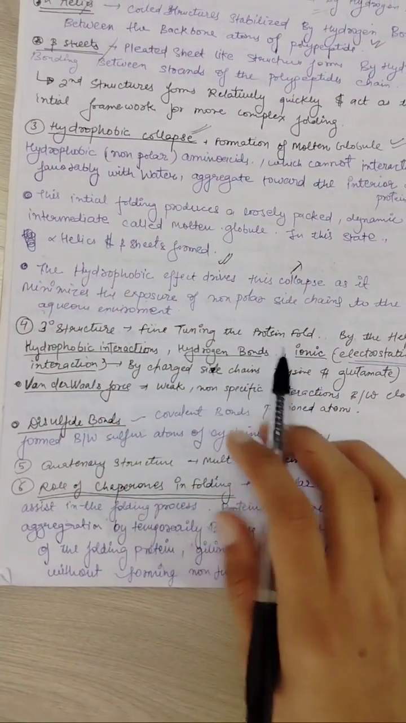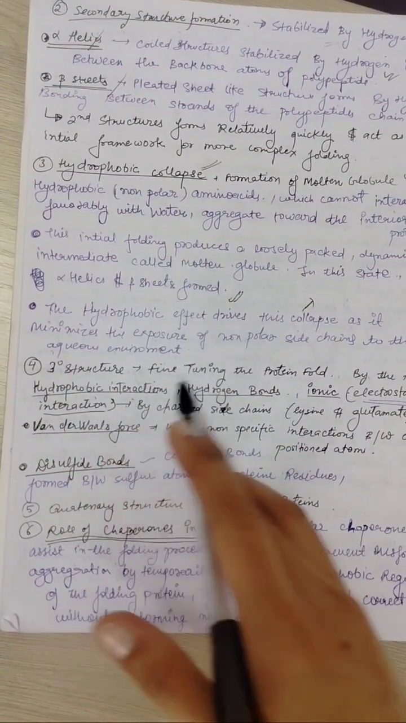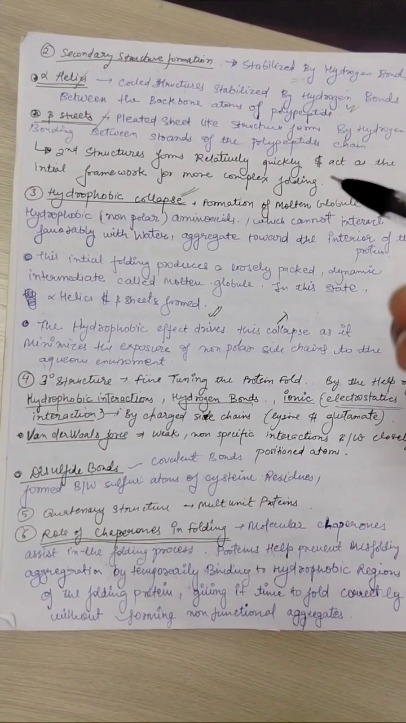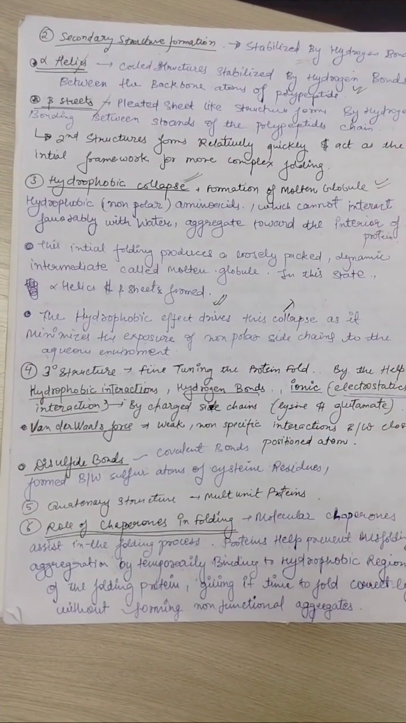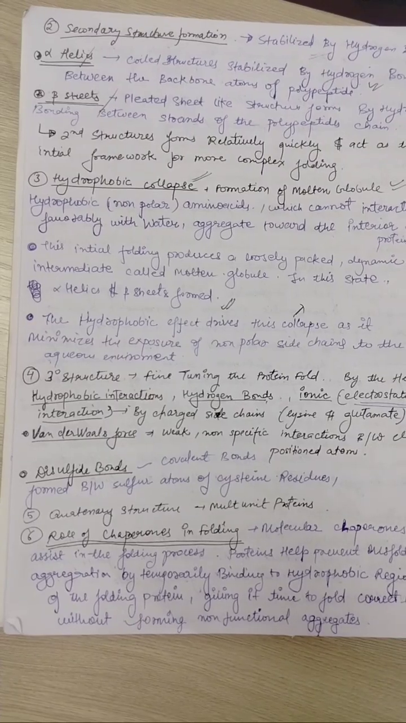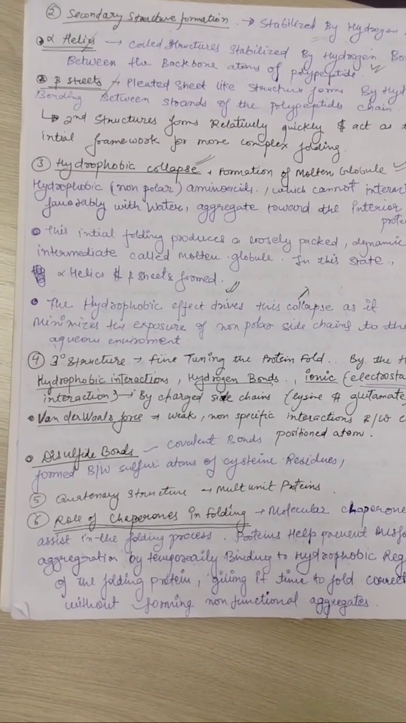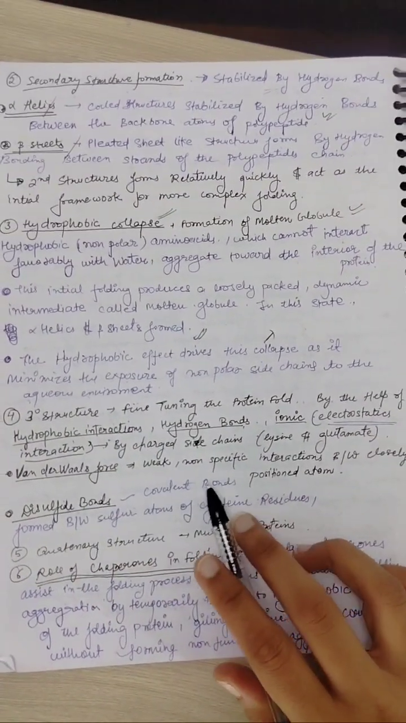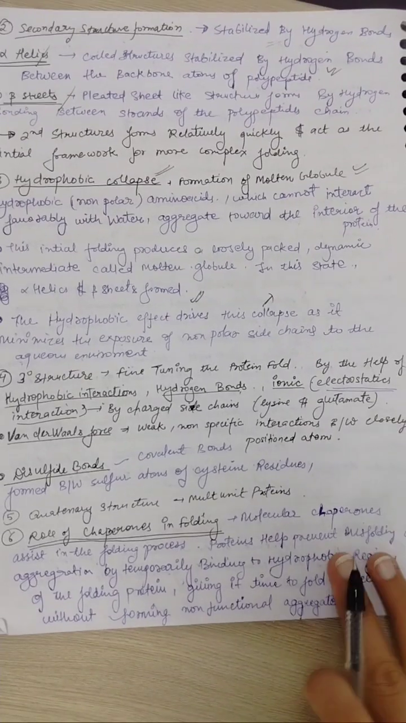Tertiary structure is the fine tuning of the protein, helped by hydrophobic interactions, hydrogen bonds, ionic interactions, and electrostatic forces between the polar and nonpolar sides of the amino acids. Lysine and glutamine are the charged sites, and van der Waals forces are also there, which are weak and nonspecific interactions.